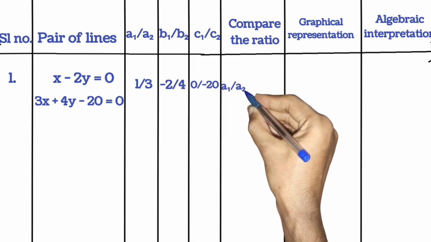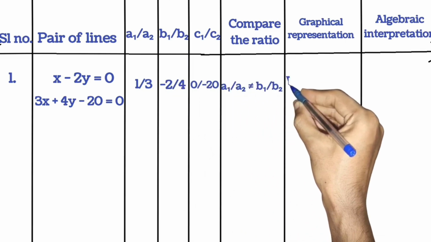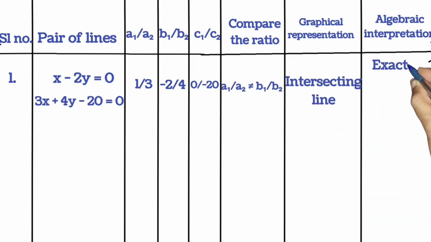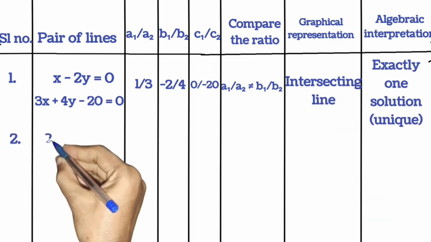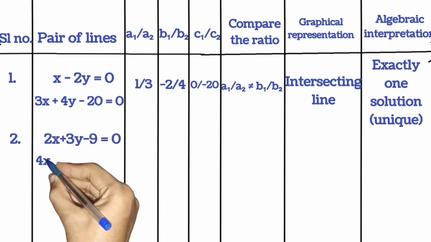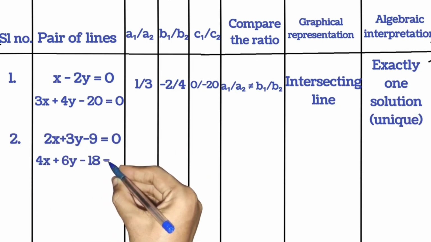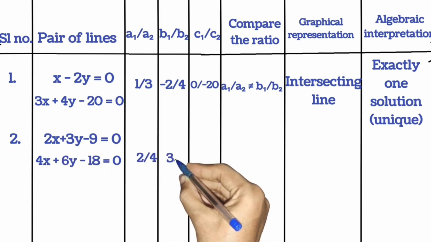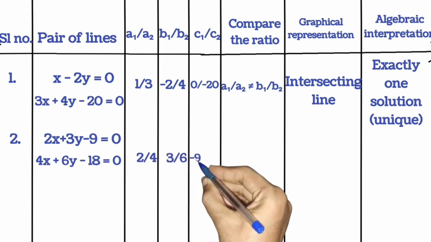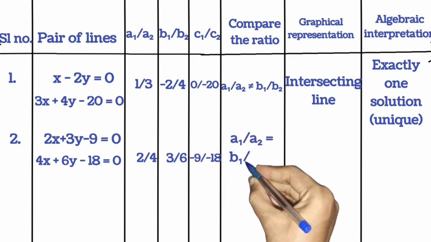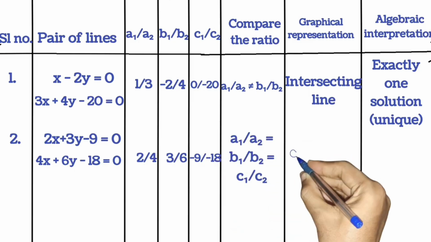After comparing the ratios, we get a1 by a2 not equal to b1 by b2. Then graphical representation will be intersecting lines. Algebraic interpretation for the pair of equations: exactly one solution, unique solution. Now second pair of equations, 2x plus 3y minus 9 equal to 0 and 4x plus 6y minus 18 equal to 0. Then a1 by a2 is 2 by 4, b1 by b2 is 3 by 6 and c1 by c2 is minus 9 by minus 18. Compare the ratios, a1 by a2 equal to b1 by b2 equal to c1 by c2.